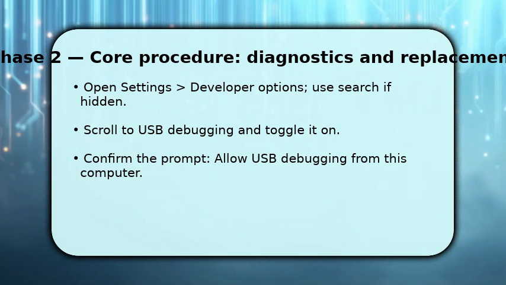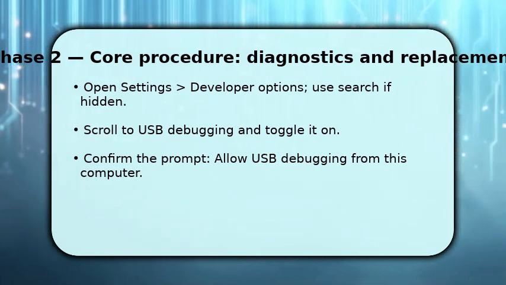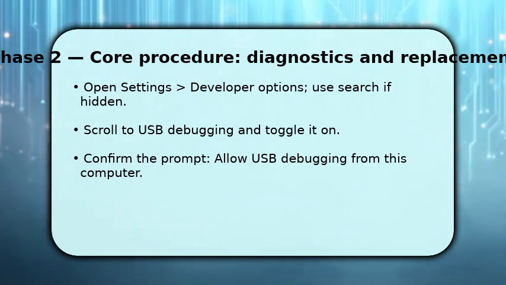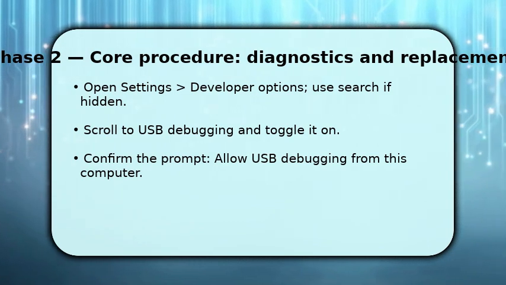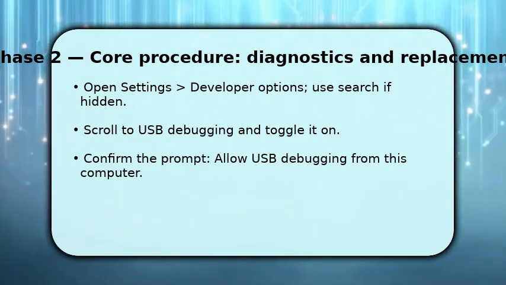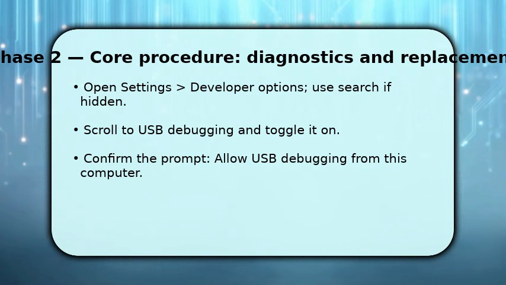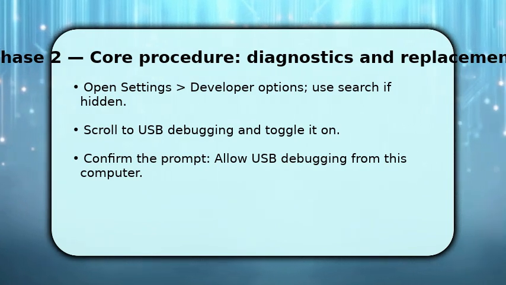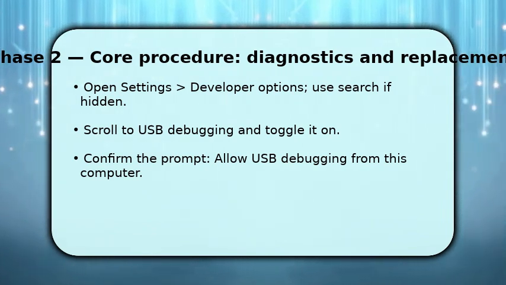The toggle can be near debugging or networking sections depending on One UI version. When the confirmation dialog appears, read the warning and tap Allow to permit debugging. Once done, the device will accept ADB connections while the toggle remains enabled.